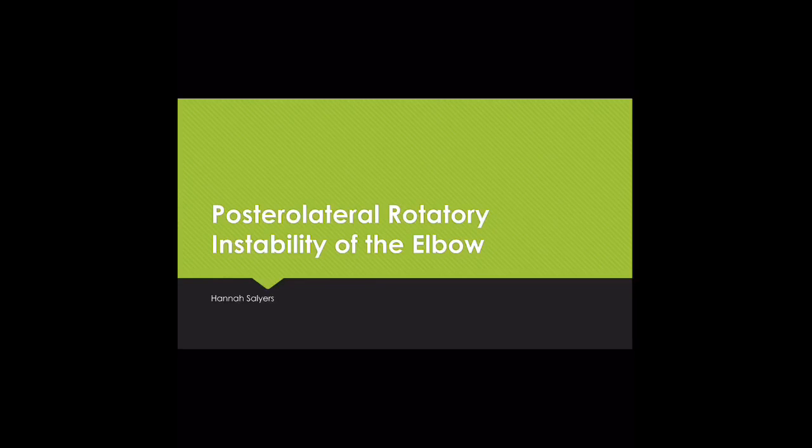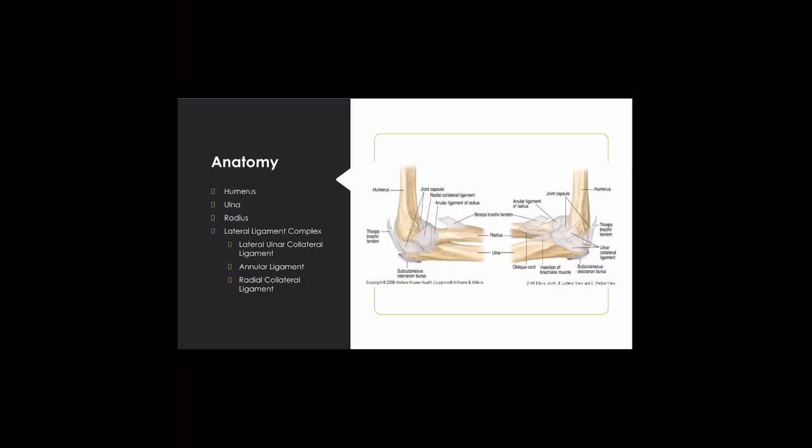Posterolateral rotary instability of the elbow. The anatomy includes the humerus, the ulna, the radius, the radial collateral ligament, the annular ligament, and the lateral ligament complex, which includes the ulnar collateral ligament.